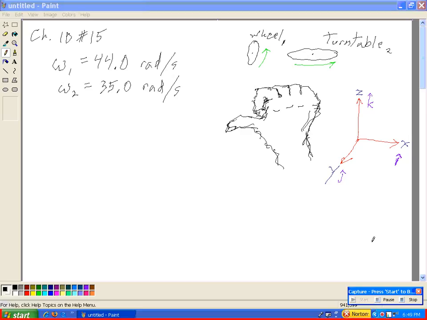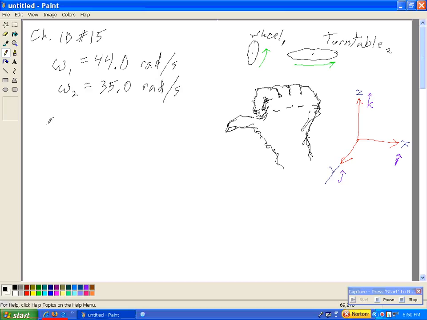This is chapter 10, number 15. We have a wheel that is on an axle on top of a turntable. The turntable turns counterclockwise, and the wheel is turning from underneath towards us and at the top away from us. The first question they ask is, what's the direction of each wheel?